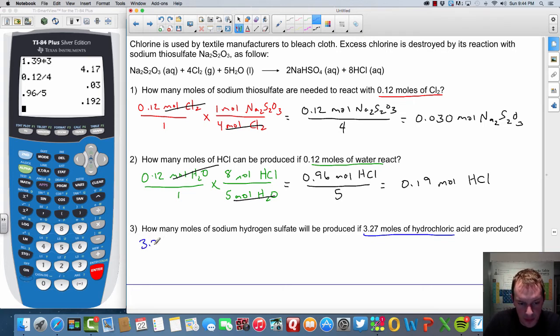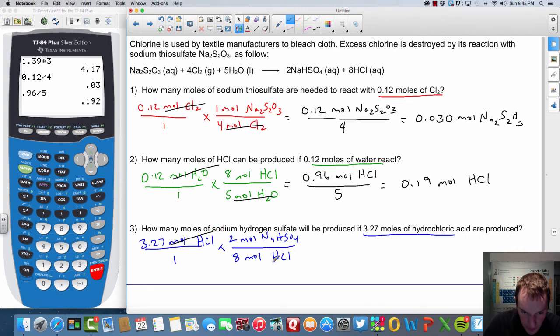We have 3.27 moles of HCl. We're going to put that over 1. And we're going to multiply that by the mole ratio that exists. For every 8 moles of HCl in the denominator, so that it cancels, you're going to have 2 moles of sodium hydrogen sulfate, NaHSO4, in the numerator. Okay? And again, I would point out we do that so that it cancels. Moles of HCl cancel. 8 moles of HCl, 8 moles of HCl.